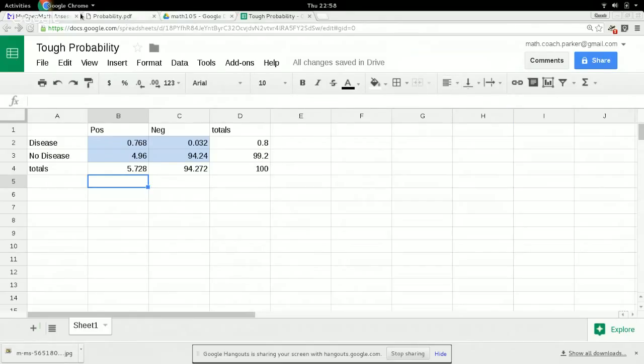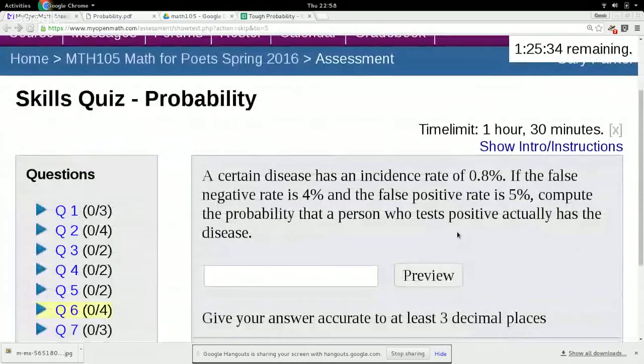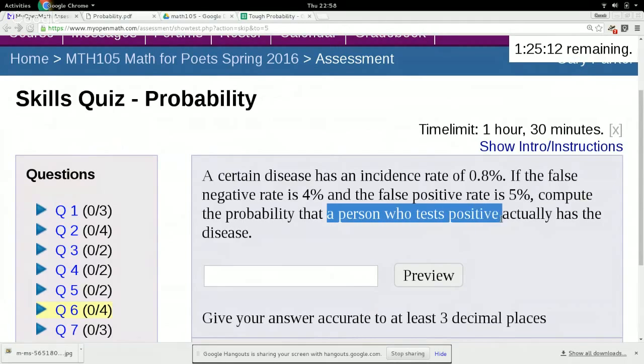So let's figure out what's the question we're asked. I think we're asked a conditional probability. Compute the probability that a person who tests positive actually has the disease. So I know they tested positive. I want to know what's the chance they had the disease. So they're giving me my knowledge up front. The person tests positive. I want to know what the probability they actually have the disease is.